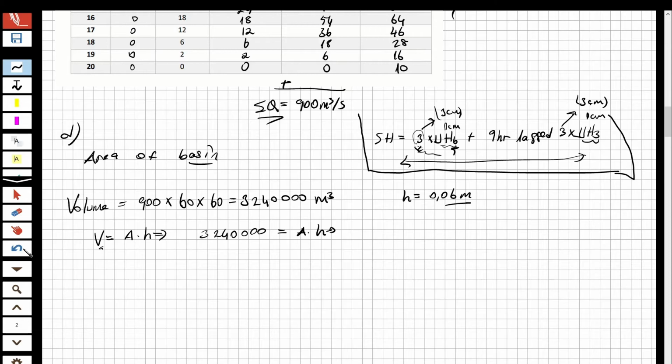And now I'm going to write H is 0.06, and I'm going to obtain the area, 54 million meter square. When I convert it to kilometer square, it's going to be 54 kilometer square as the area of the basin. I wish you understand how we obtain the storm hydrograph and also determine the area of that basin where the rainfall happened. So now the question is solved. See you for the next question.